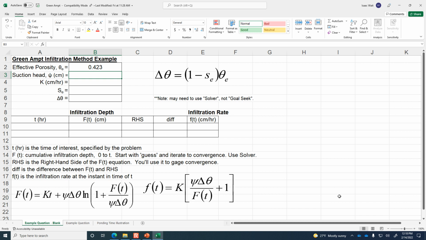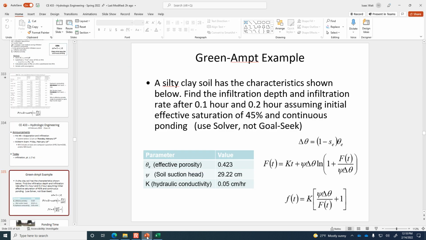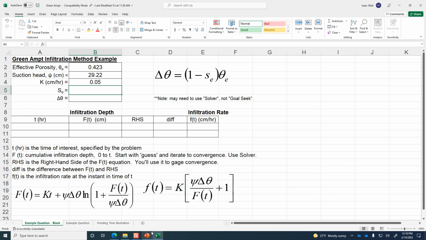The suction head, 29.22 centimeters. And then the hydraulic conductivity, 0.05 centimeters per hour. The initial effective saturation, 45%. So we'll put that in as a decimal, 0.45.